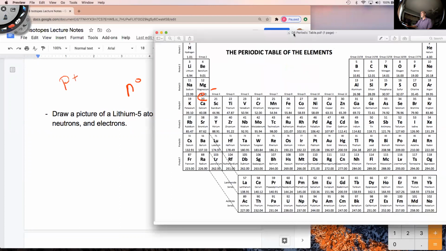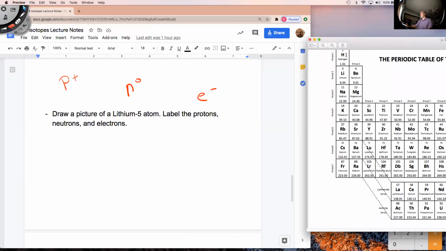So let's go find lithium on the periodic table. All right, so where's lithium on the periodic table? Just so happens that lithium is element number 3. So we know that it's lithium-5. What does that 5 mean again? That's right, it means the mass. So lithium has a mass of 5, and we know it has 3 protons.